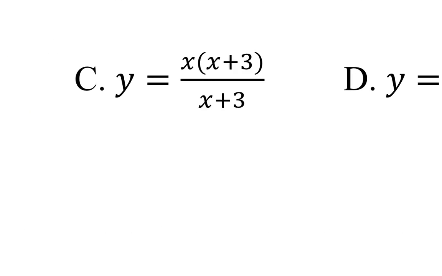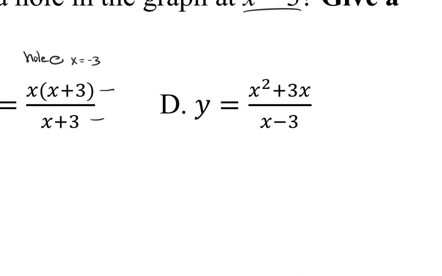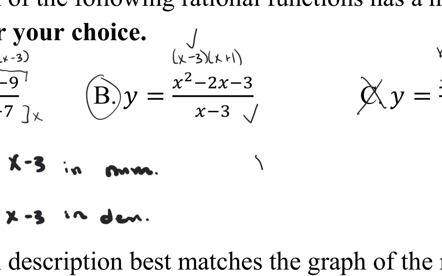Here, the one that cancels out is x plus 3, so we would have a hole at x equals negative 3, but that's not what we're looking for. We want it at x equals positive 3. So this one is also not quite right. And then finally, this one's going to factor to x times (x plus 3). Nothing here is going to cancel out, so we know D is also not correct. So here, B is right, because it has an x minus 3 in the numerator and denominator.